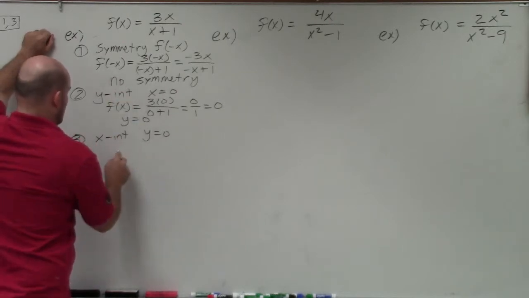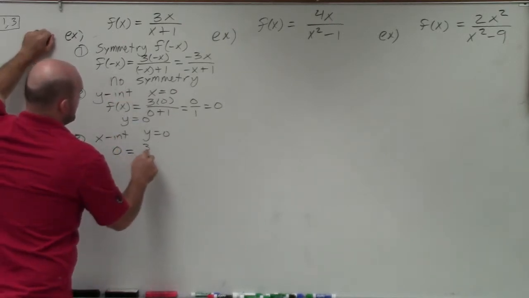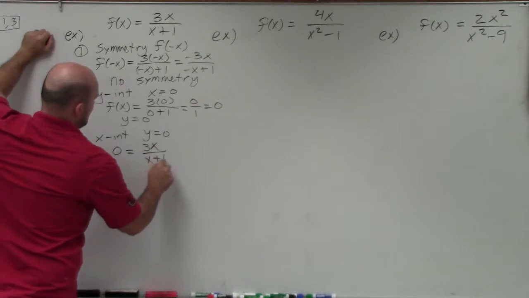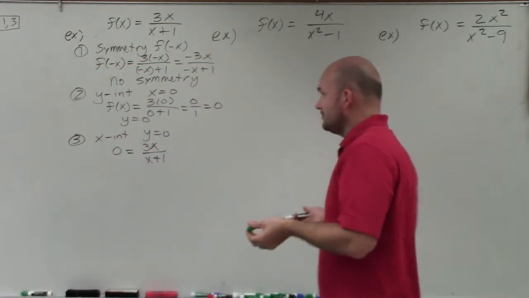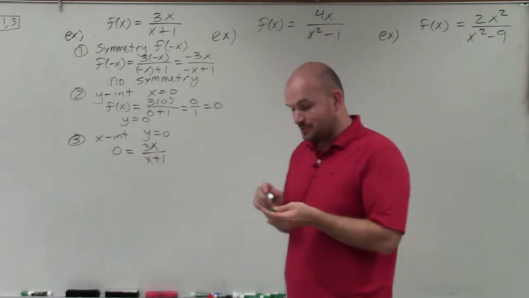So I plug 0 in for that. I have 0 equals 3x over x plus 1. This one gets students all the time because they ask, how do I solve for x now? Well, basically, we've got to get rid of the x plus 1 in the denominator.